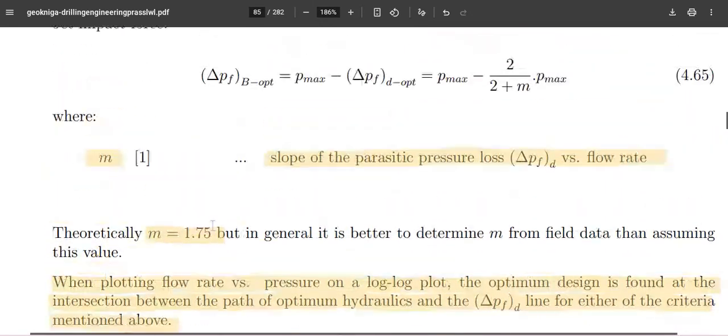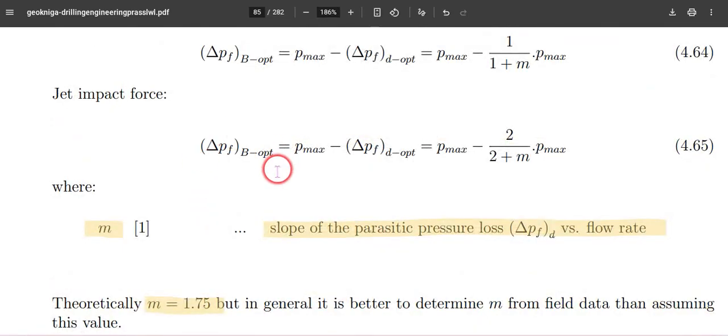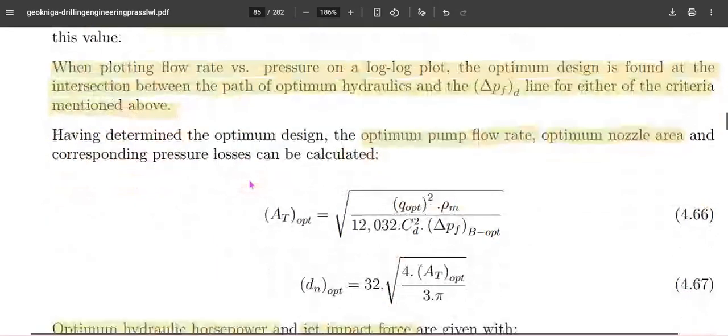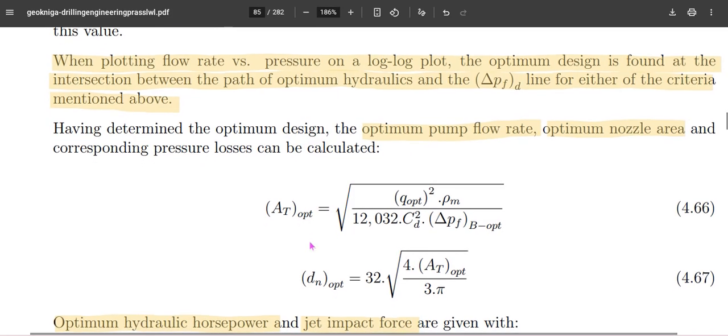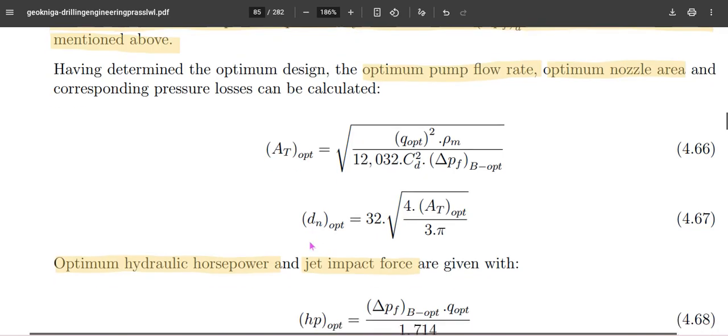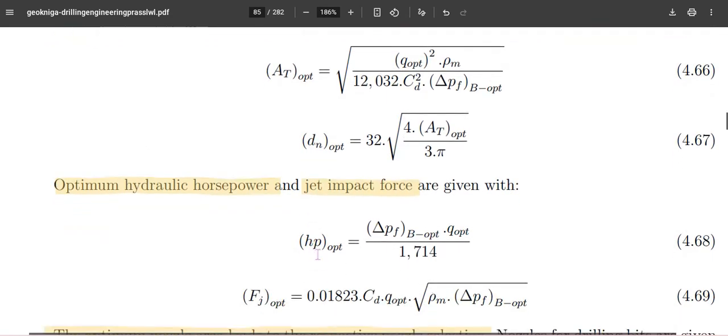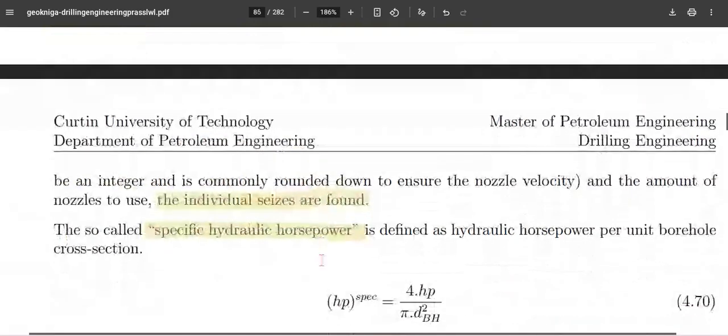Then once that optimal pressure drop is computed, we can use the earlier equations that we have shown to compute the effective flow rate and optimal flow cross sectional area. Once the optimal cross sectional area has been computed, then we can compute the optimal drill bit nozzle size. And once the nozzle size is computed, then we can compute the effective jet impact force or the hydraulic horsepower required.